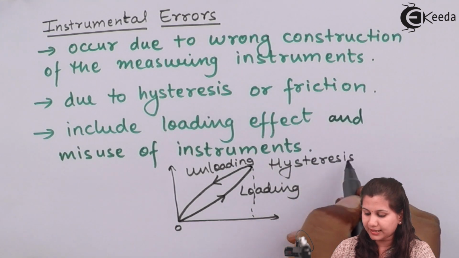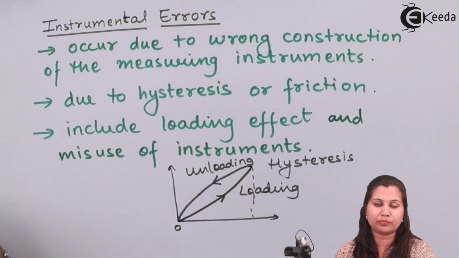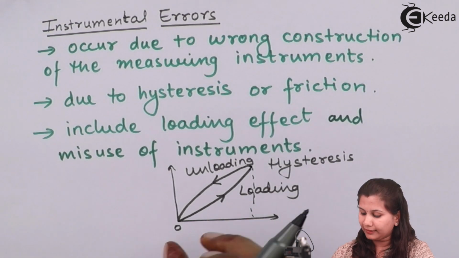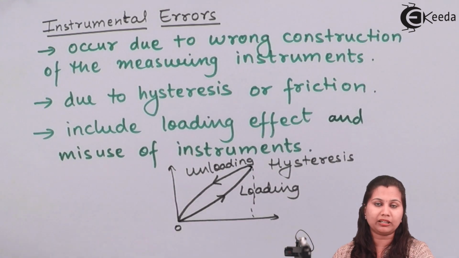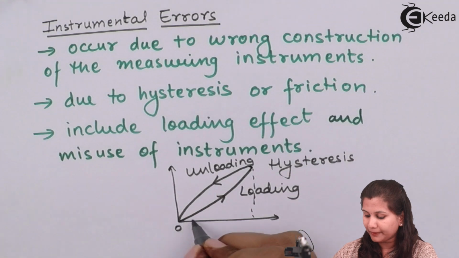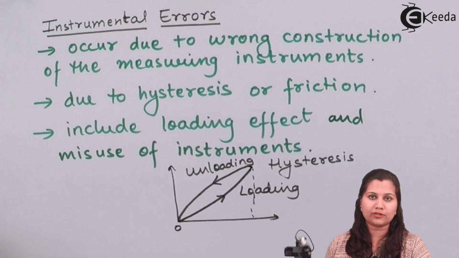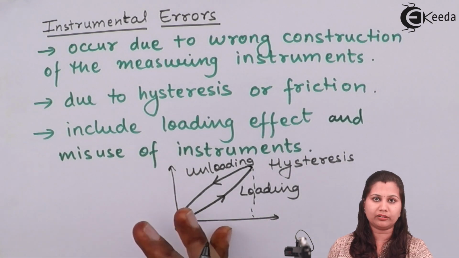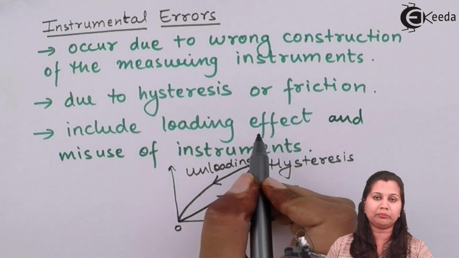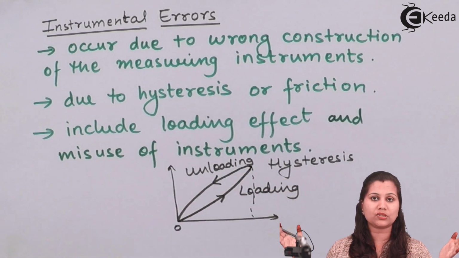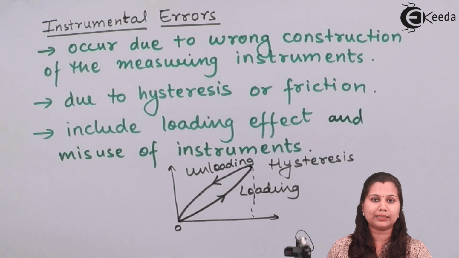Now this hysteresis can occur in the case of electrical instruments also, and in the case of magnetic instruments also, because if there is any change in the electric and magnetic field, at the time of increasing the level in the upper scale and in the lower scale, if the conditions of the instrument are different, then we will get a different result. Loading effect is also when we are connecting 2 or 3 stages together, and these stages are not compatible with each other, then loading effect will occur.